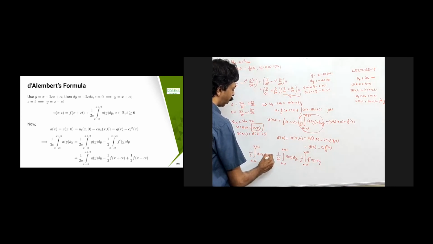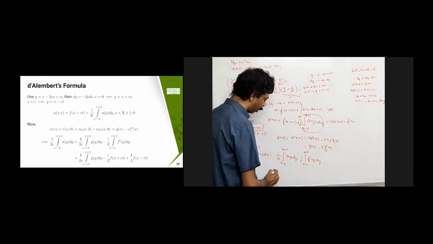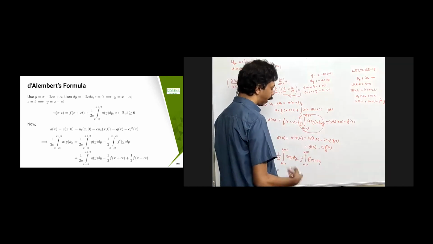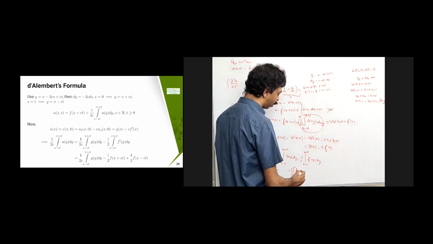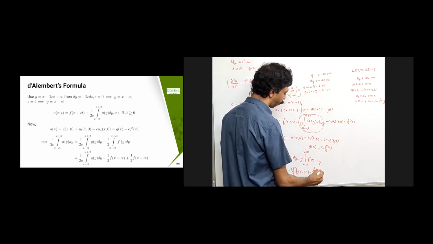Okay, so this is going to be this one. Now this is as it is. Okay, this one is as it is. This is going to become minus 1 by 2 f dash. So if I integrate that, that is going to become f of x plus ct minus f of x minus ct.